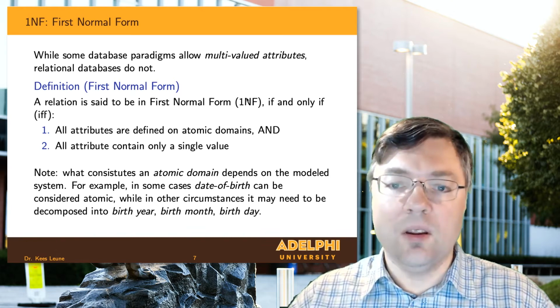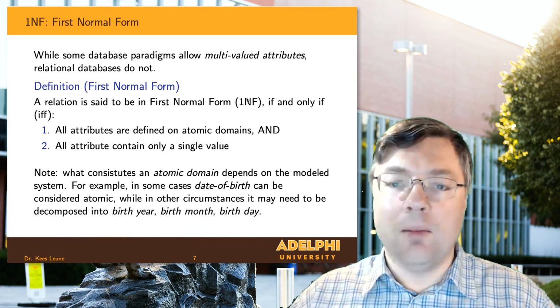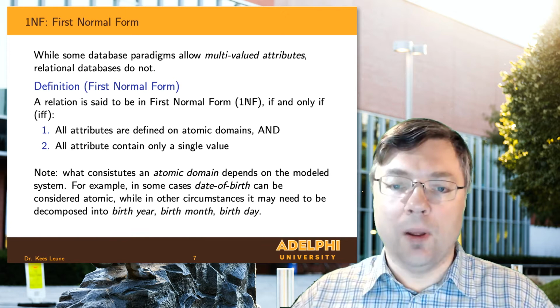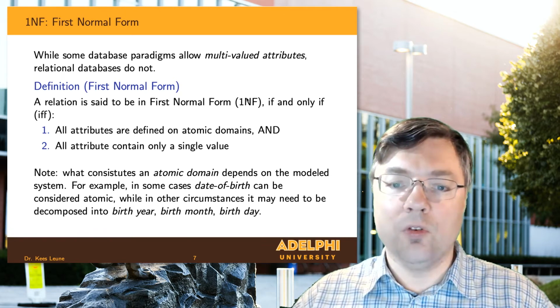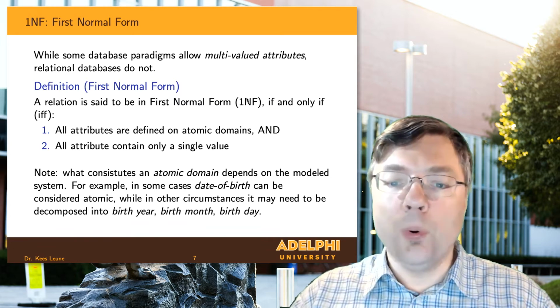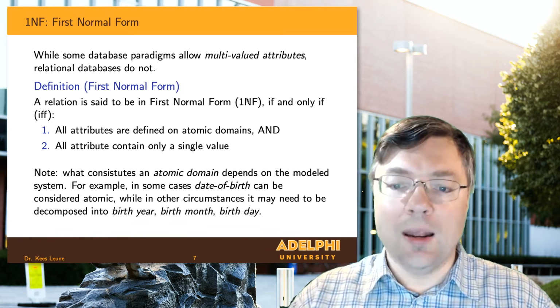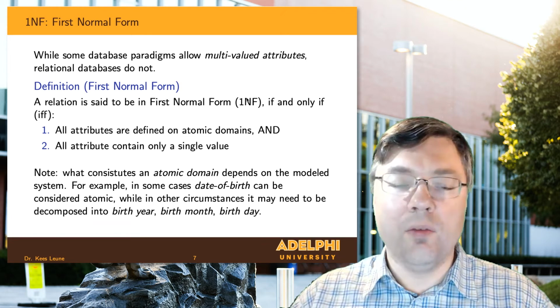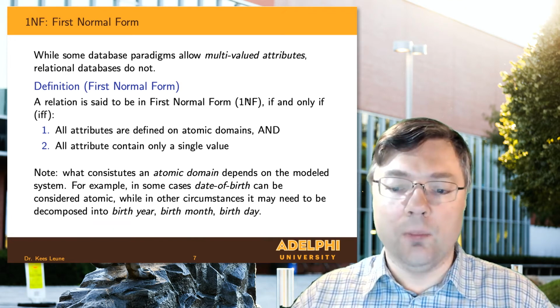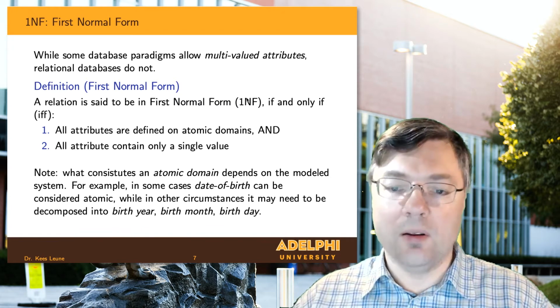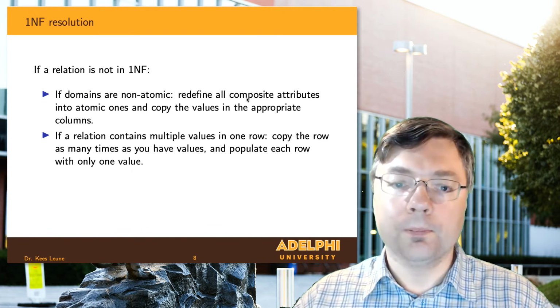Look at your domains, see if they can be made into atomic domains. Once that is done, we're going to look at the values, and we're going to make sure that each tuple and each attribute in a tuple only contains one value at a time. Relational databases are not multi-valued. If they're not, we're good to go. If they are, we have to take care of that.